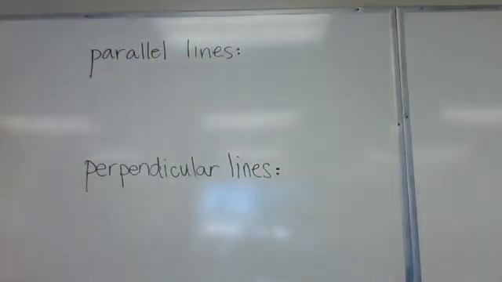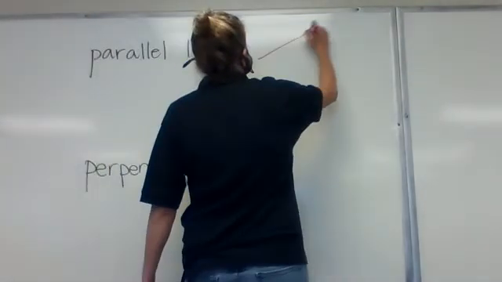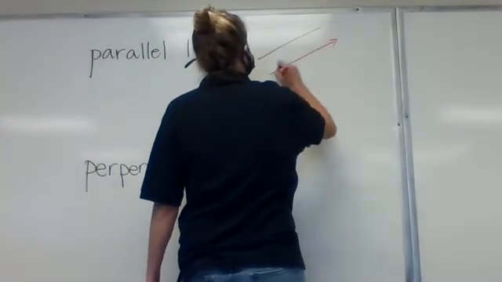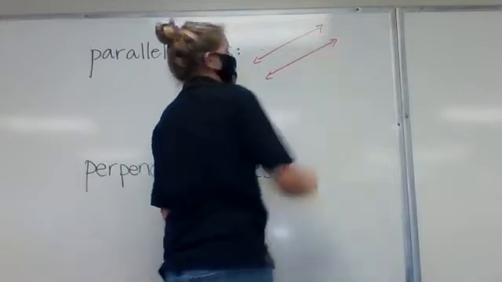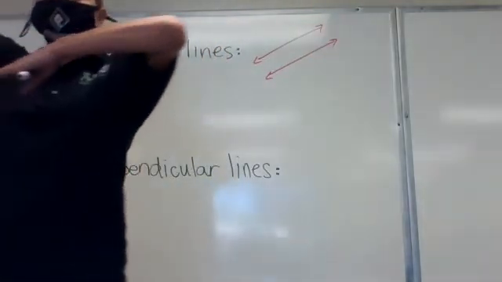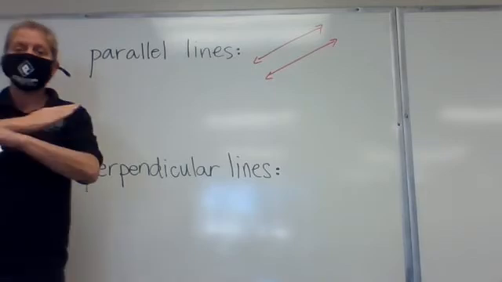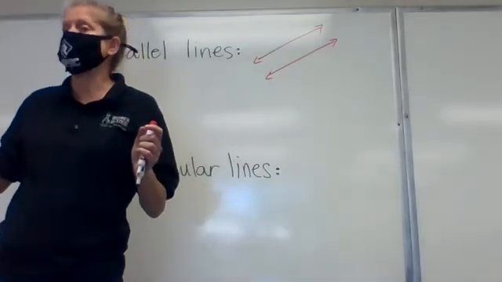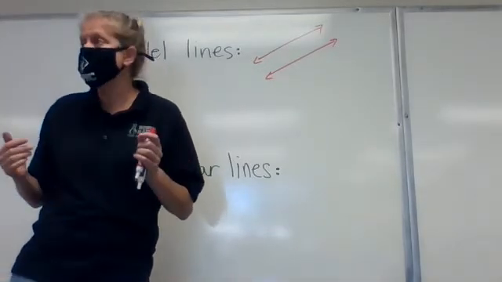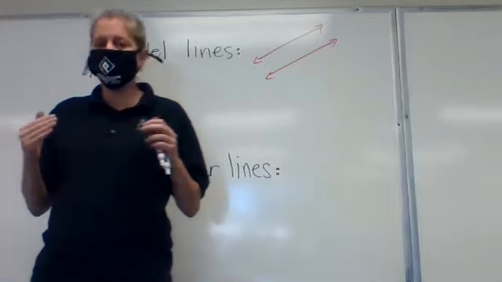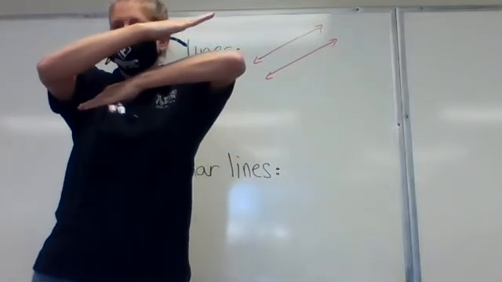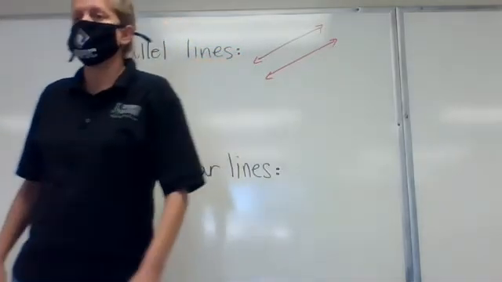Let's just see what those two kinds of lines look like. Parallel lines are the ones that look like that. They run right next to each other. They don't ever get any closer together. They don't ever get any farther apart. They surely don't ever cross, right? They are parallel lines. They do not cross ever.